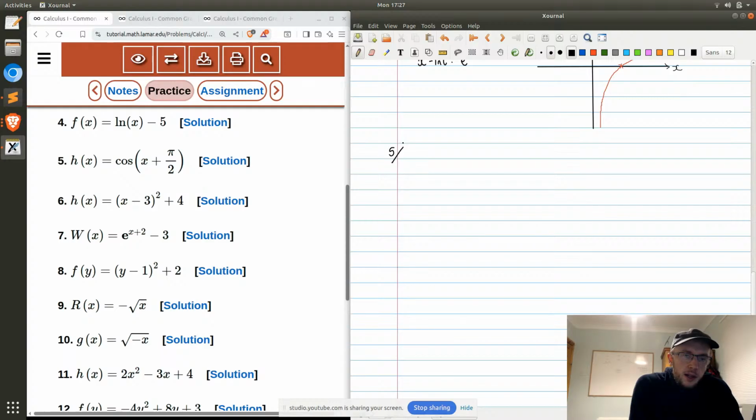Cosine of x plus pi over 2. So that will be the cosine graph, but shifted to the left by pi over 2. Oh, right. I was going to do an analysis and everything, right? Okay, well, doing that just makes it look like the negative of sine.